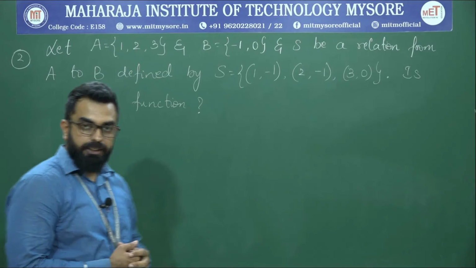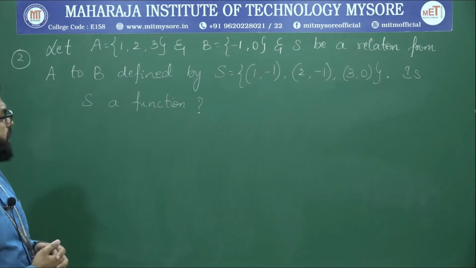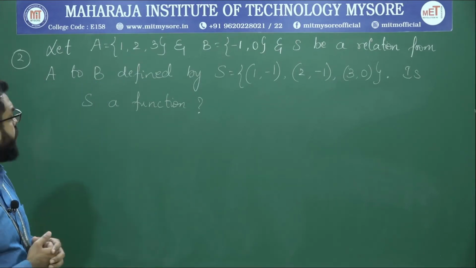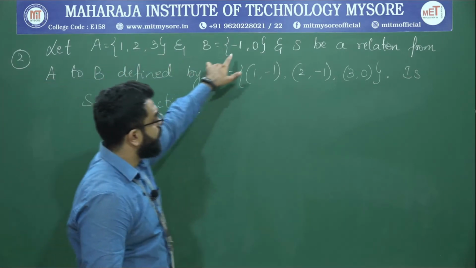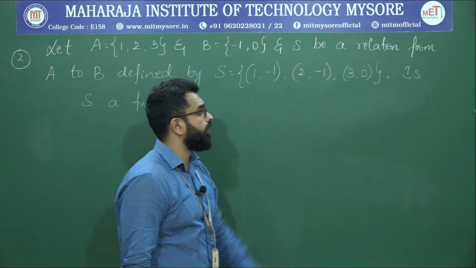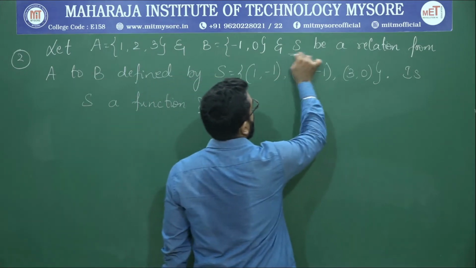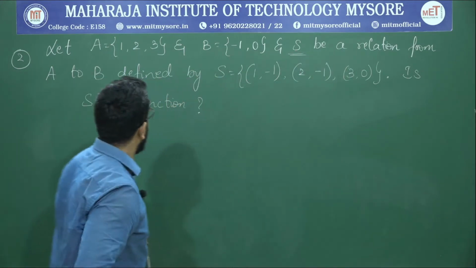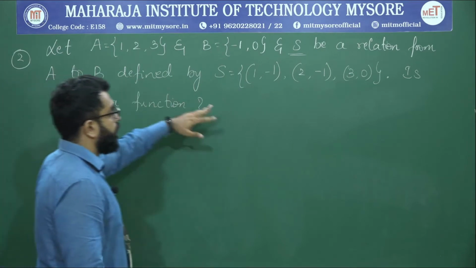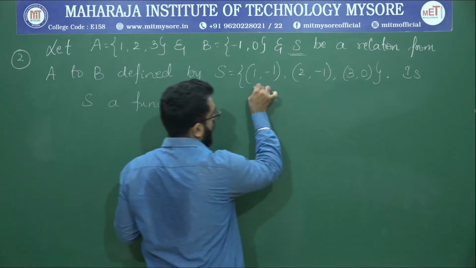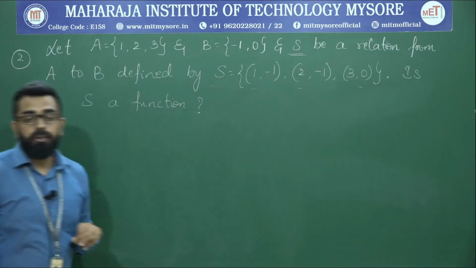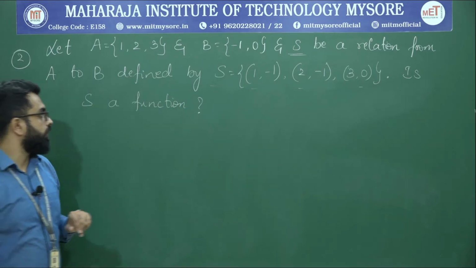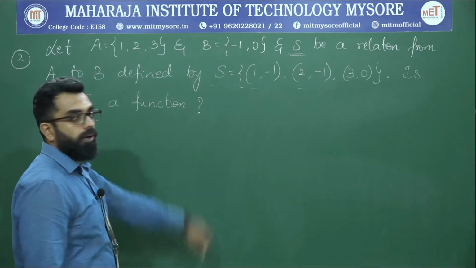Here we have the next example where we have considered the same set A with the elements 1, 2, 3 and B with the elements -1, 0, and we have a different relation here, that is S. S is a relation from A to B defined by the definition of S here, and it consists of ordered pairs as the elements of the relation. Then is S a function?